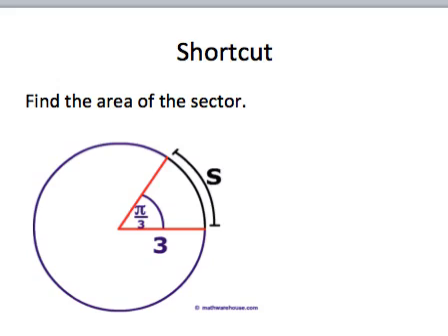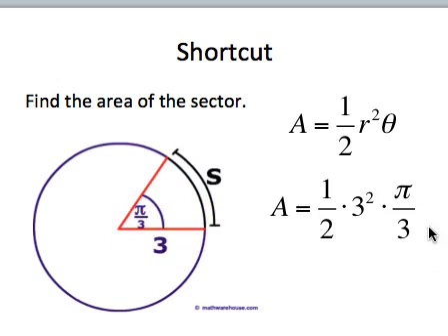We want to find the area of this sector. So how many square inches, square feet, square meters is that little piece? We developed our shortcut for area of a sector, 1/2 times the radius squared times the angle in radians. The radius here is 3, so it'd be 1/2 times 3 squared times the angle in radians, pi over 3. And what's going to happen there?